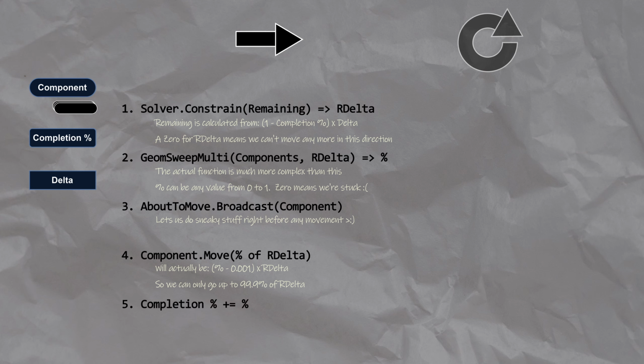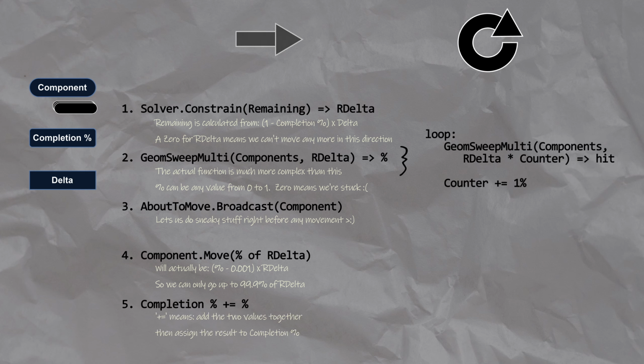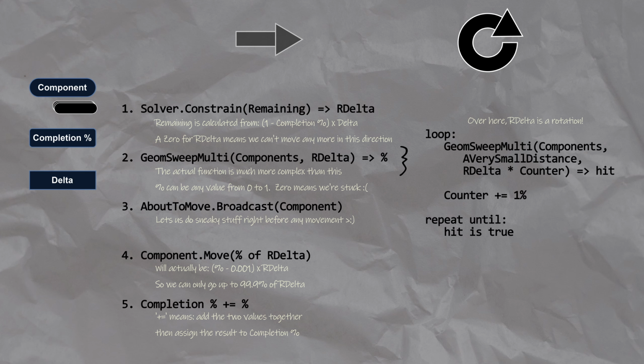Finally, we update our completion percentage for the next time around. Rotations are very similar, except we sweep many times at small rotation increments, and do a very small translation just above what the engine considers too small to be a legitimate sweep. We keep sweeping until we find a hit or reach 100% of the requested motion.